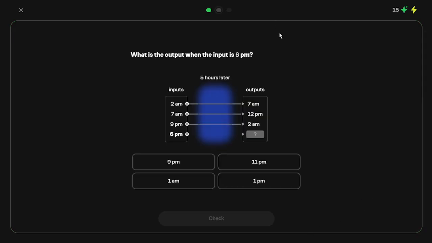Next, I already have a function and we need to find the output. So I have an input of 6 p.m. and the function is 5 hours later. So what will be the output? It's like plusing 5, right? So 6 plus 5, I think it's equal to 11. So it's 11 p.m.